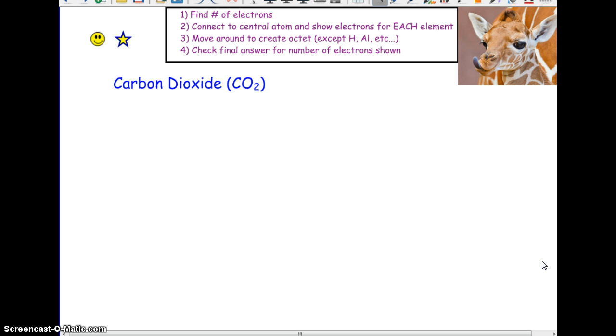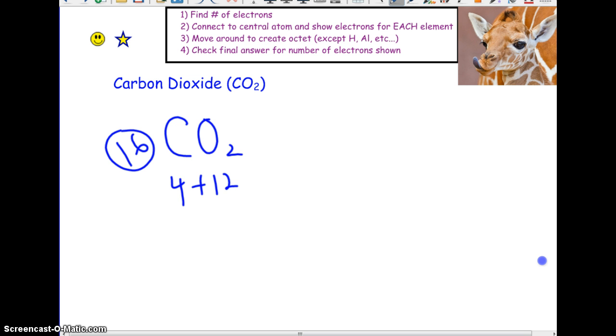Carbon dioxide. CO2, carbon brings 4 each, oxygen brings 6 each. 6 times 2 is 12. It's going to have 16 dots. Connect the C to the O. C will do closed dots. 1, 2, 3, 4. O will bring open dots. 1, 2, 3, 4, 5, 6. Same thing over here.